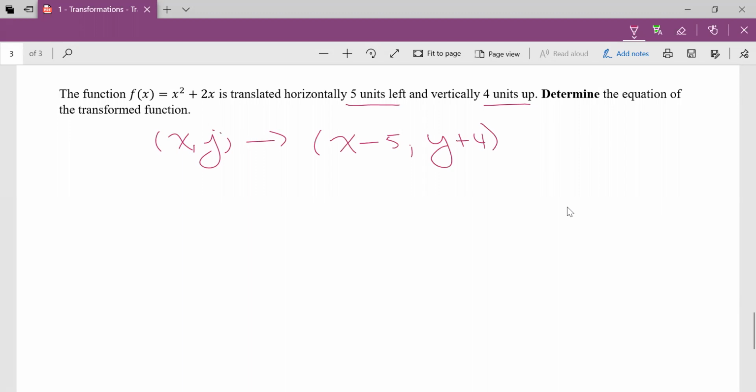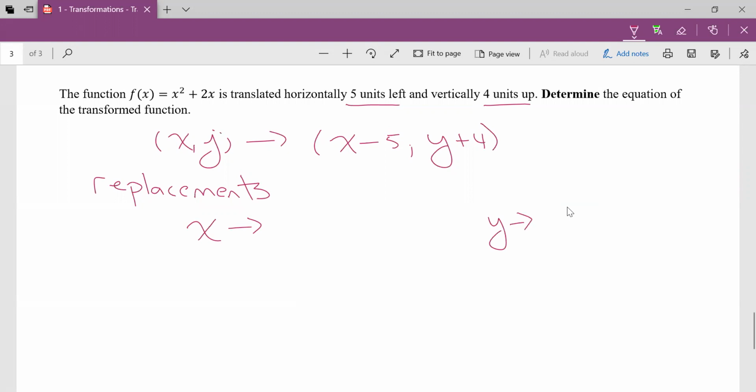What about the equation? So what we're going to do when we're doing the equation is we're going to think of this as replacements. Okay, so what we're going to do is this. We're going to say, okay, inside my equation, what does x become? What does y become?